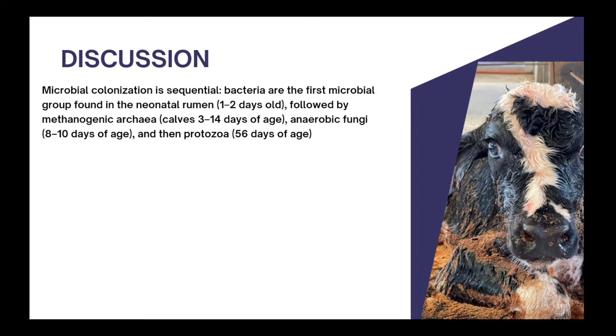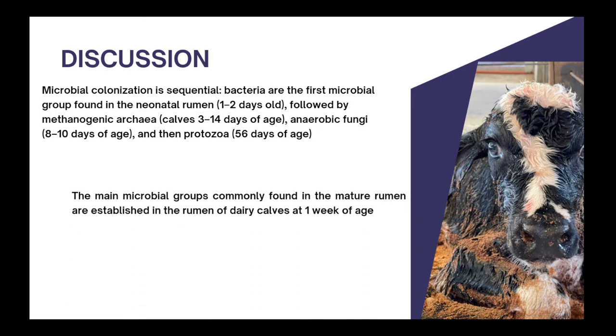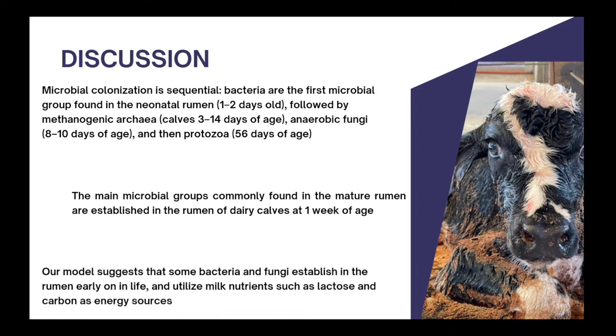So some discussion here. Microbial colonization is sequential. We talk about this shift from 1 day to 3 days to 14 days, and then 8 to 10 weeks, and protozoa. That is what was known in the past. But the main microbial groups commonly found in the mature rumen are established in the first week of age. Our model suggests that some bacteria and fungi establish in the rumen early in life and utilize milk nutrients such as lactose as carbon and energy source. That's the only explanation you can give.